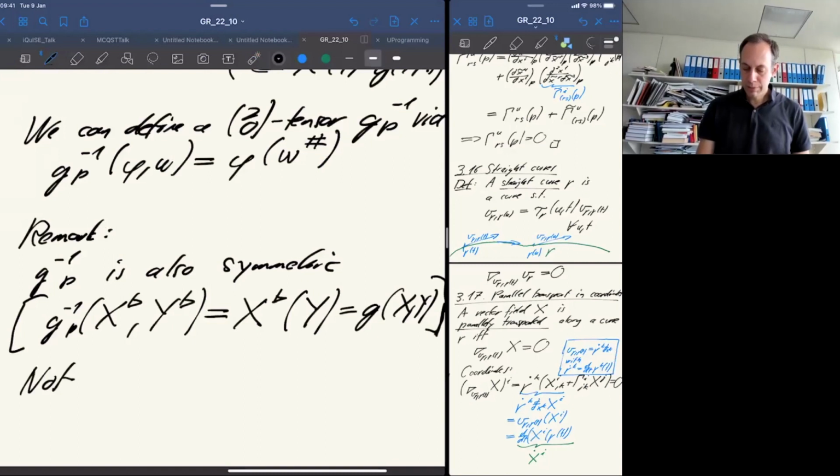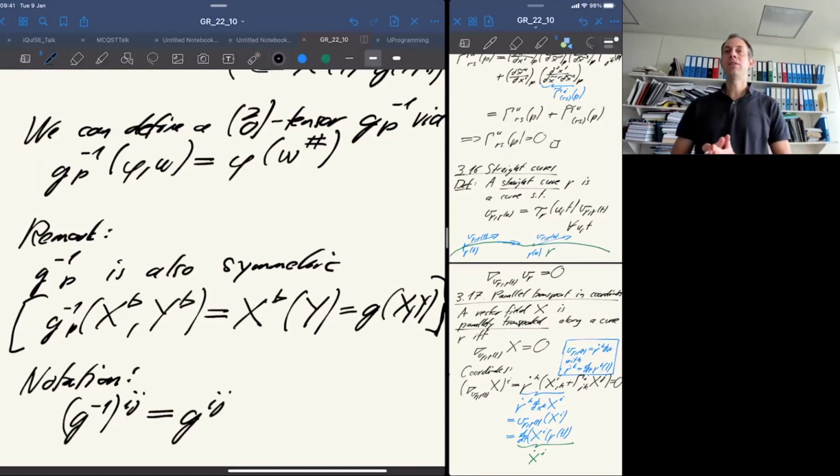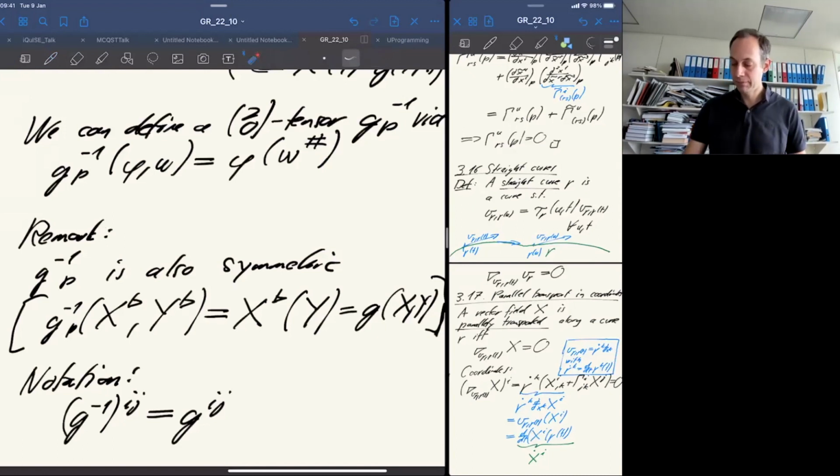Now another important notational remark, if you have g inverse and write components, then we will just write g^{ij} without the inverse. Because the g has its components downstairs, the original g, it's a 0-2 tensor, so there's no ambiguity by writing g with upstairs indices. This is always just the inverse metric that is meant.